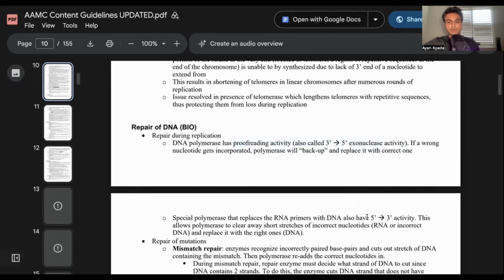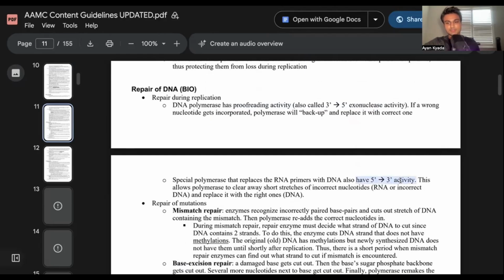DNA polymerase also has 5' to 3' exonuclease activity. This is essentially what I discussed earlier, the removal of the RNA sequences that are present on each Okazaki fragment or the beginning of the leading strand of DNA and replacing it with the correct DNA sequence. So you want to keep these two separate.